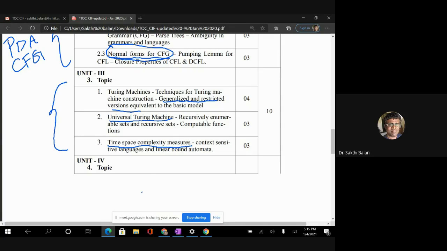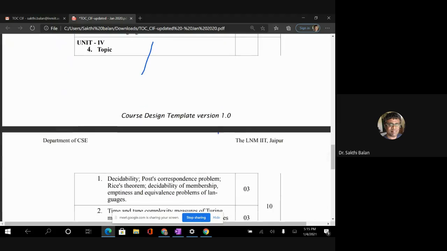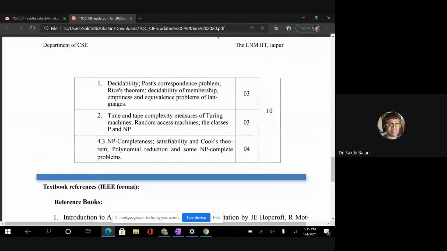And then in the fourth unit, we will be looking at various problems like decidability, and then the membership problems, emptiness problems, equivalence problems we will be looking at. And then we will be looking at the time and state complexity measures of the Turing machine. And then we will be defining various classes like P and NP completeness. And then the satisfiability problem we will be looking at, and some of the NP complete problems also we will be looking at. So these are some of the things that we will be looking at in this course.